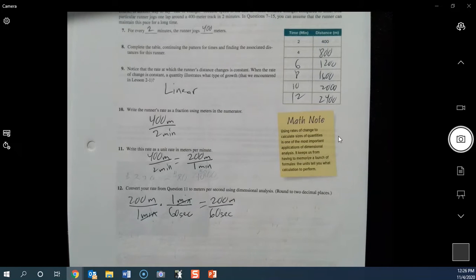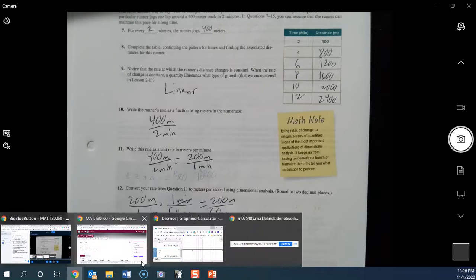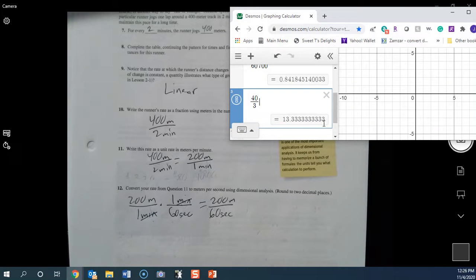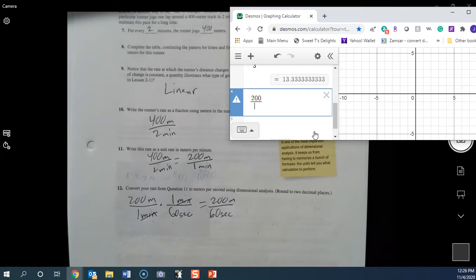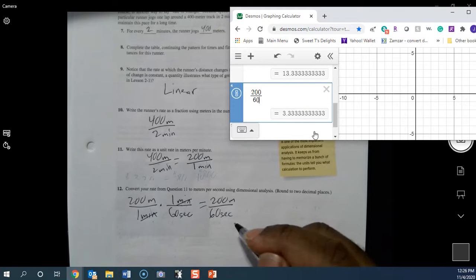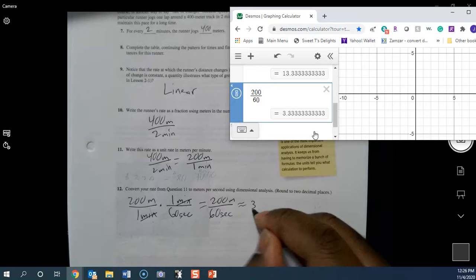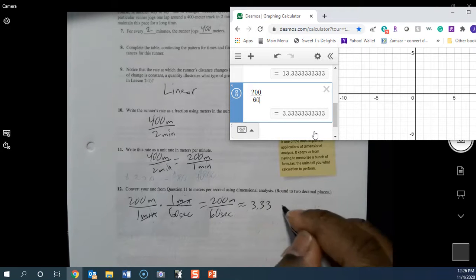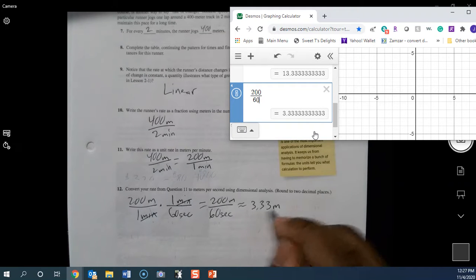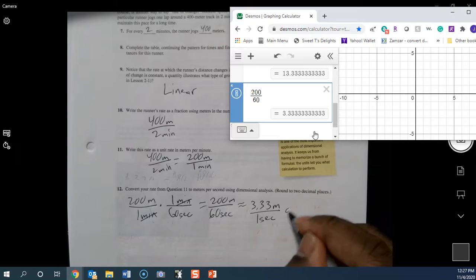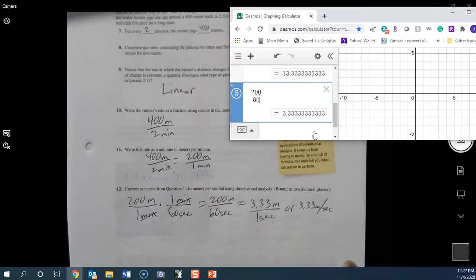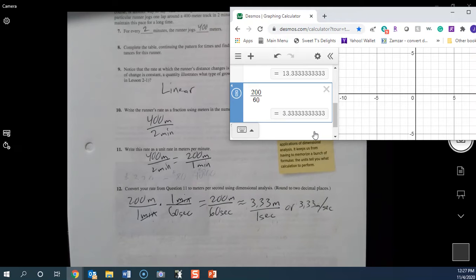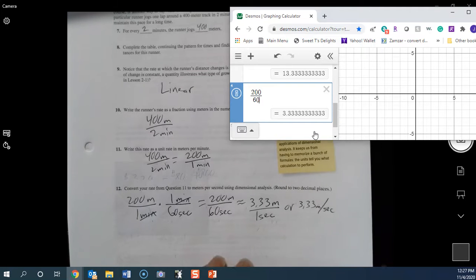Now we can put that in our calculator. So we add 200 divided by 60. And then we can round that to 2 decimal places. So it'd be approximately 3.33 meters over 1 second. Or you could write it as 3.33 meters per second. Either one is fine. Okay, now we move on to the next page.